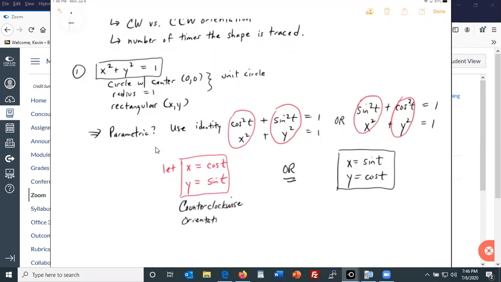Orientation. And when x is sine, we're going to get clockwise orientation. Okay? So just try to remember it that way. When x is cosine, you get counterclockwise orientation. And when x is sine, you get clockwise orientation.